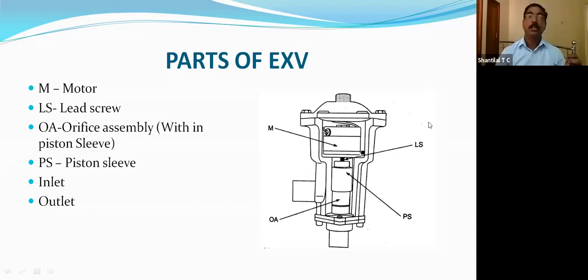First, the motor, meaning the stepper motor. This stepper motor works based on the microprocessor. The microprocessor receives two signals: one signal comes from the evaporator outlet temperature and another from the temperature sensing at the compressor suction line. Those signals come to the microprocessor and are sent to this stepper motor. On that basis, the motor moves very slowly, rotating step by step. Then this lead screw moves in a rotating motion, and the piston sleeve moves in an up and down motion. So the main parts are the stepper motor, lead screw, orifice assembly with piston sleeve, and then inlet and outlet.